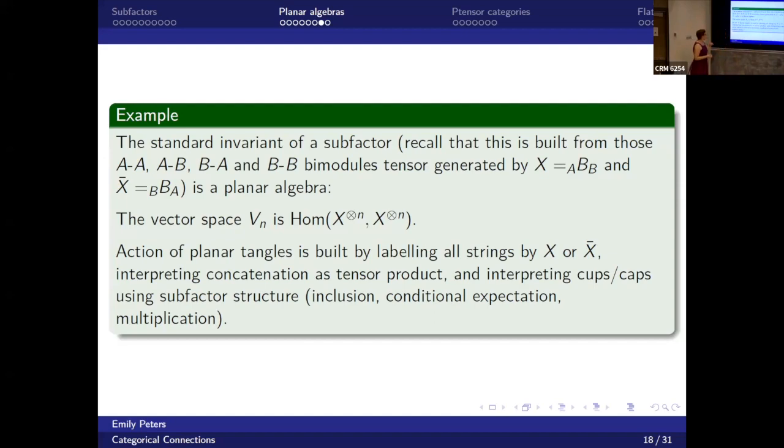Okay, and then the action of planar tangles is again coming over to this black box here, that there's a certain structure on subfactors of von Neumann algebras, things like inclusion, conditional expectation, multiplication, that have diagrammatic interpretations here, okay? And I'm still not getting into that. Things like that are just getting shoved under the rug here. And like I said, this is actually the difficulty in showing that something is really a planar algebra, but we don't need to talk about that.